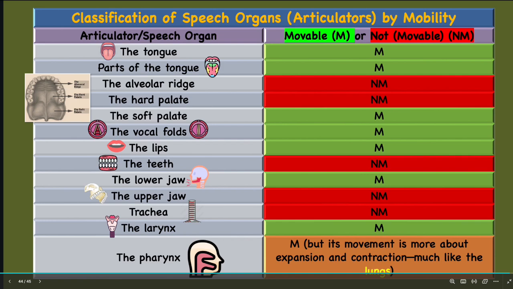So understanding which articulators are movable and which are not helps us appreciate the complexity of speech production. Each part of our vocal apparatus has a specific role, contributing to the rich variety of sounds in human language.